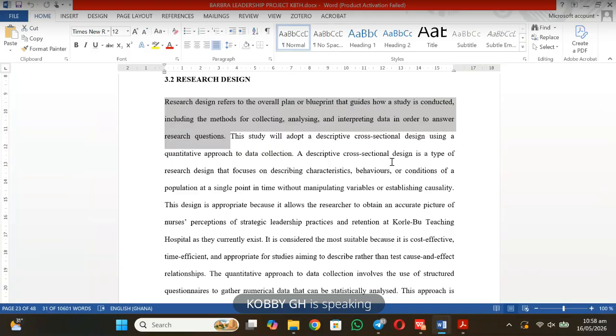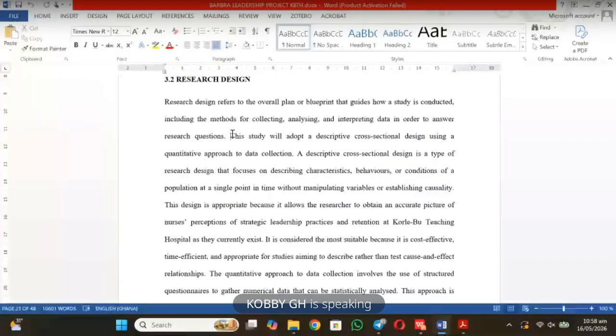Is that okay? Now, the next sentence, you are going to tell us the design you will use. And remember, there are 2 designs that you can use at your level. Either you are going to use descriptive cross-sectional design. So listen carefully. Those of you who do qualitative studies, those of you who want to do interviews, the design you are going to use is exploratory design. Please write it somewhere.